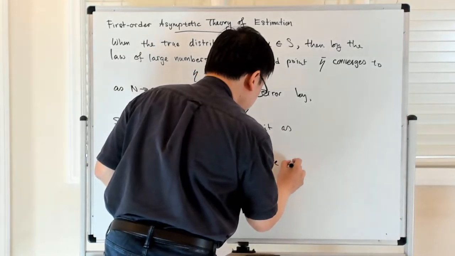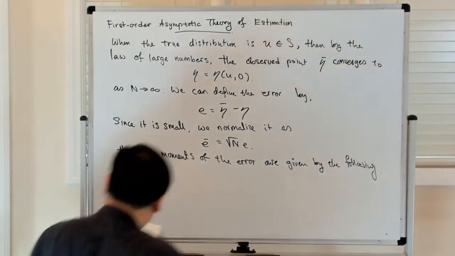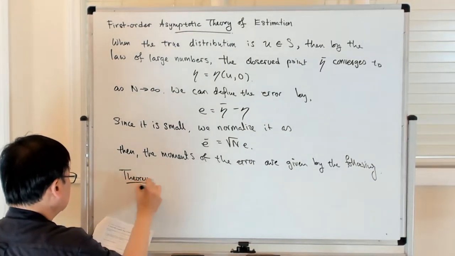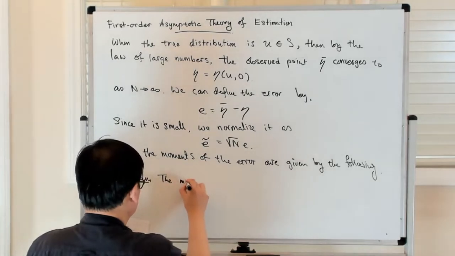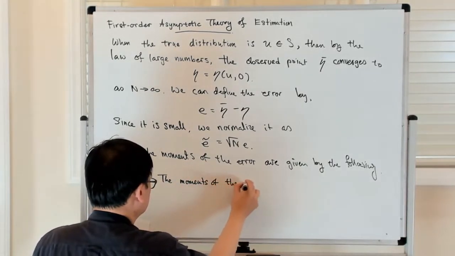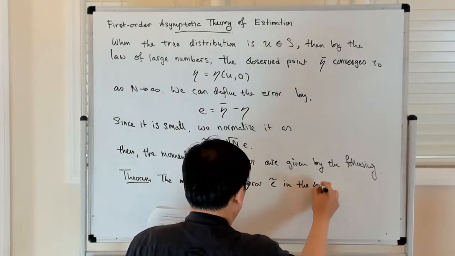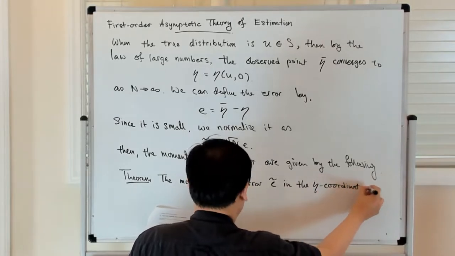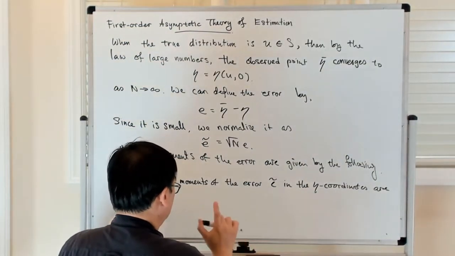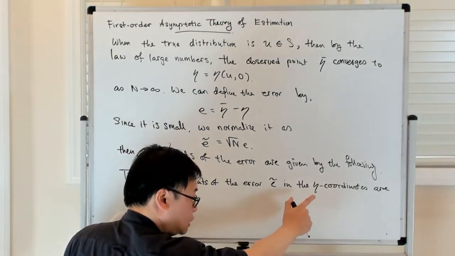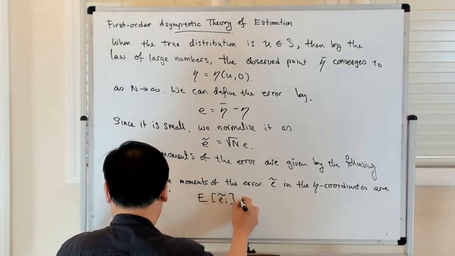The moments are given by the following theorem. So let me state the theorem. Sorry, that's not bar, that's E tilde. So the moments of the error, E tilde, in the eta coordinates are given by the following. I should remark that whenever you're talking about things like moments, it's important to specify what coordinates you're in, right? In general the moments don't transform like tensors, so you have to be careful about what's happening.